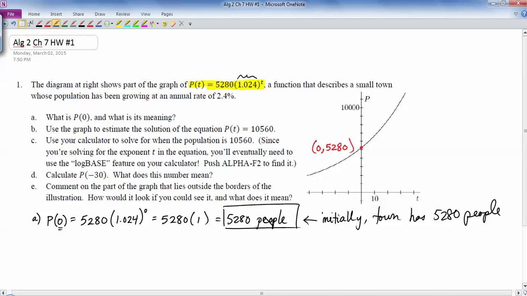So that's when the p-value is just over 10,000, halfway between 10,000 and 11,000, so right about here. So that location right there, if I come down, looks to me like it's right around 30 years. So I would guess that this point is about 30, 10,560. This is just kind of a guess. So for B, I'm going to say that the solution is about t equals 30 years.